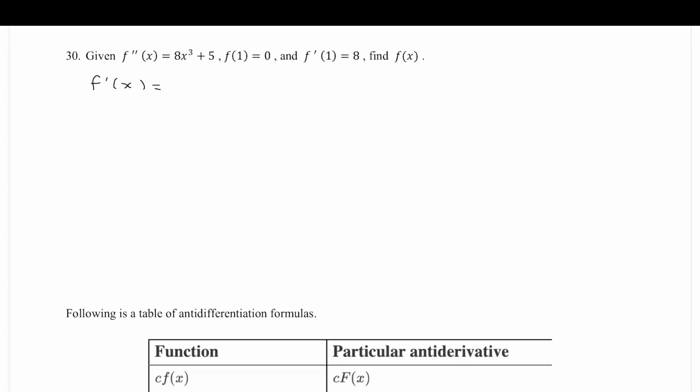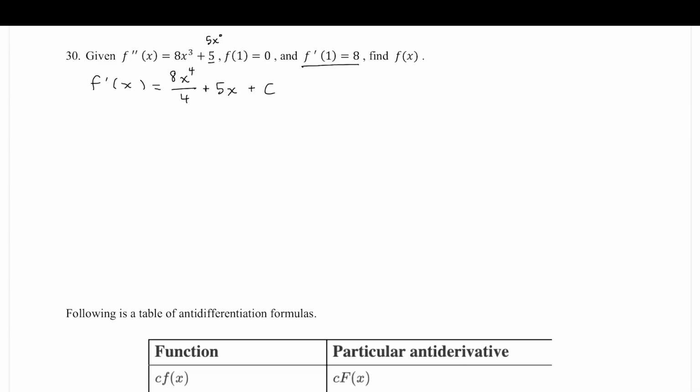So f prime of x, again, noticing that this is a polynomial with a sum of power functions, I'm going to rewrite my constant multiple, raise x to one higher power, and divide by the higher power. And then again, whose derivative is 5? That would be 5x, or I could think of the 5 as 5x to the 0, and I'm adding 1 to the power, making that x to the first, and dividing by the new power 1, and dividing by 1 is the same as the original, whatever I had.